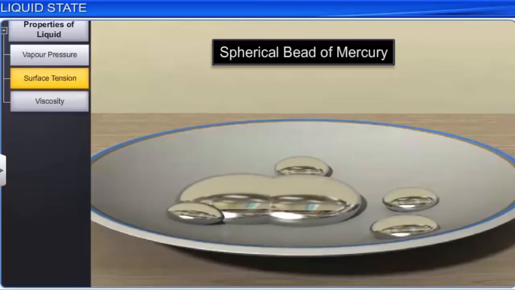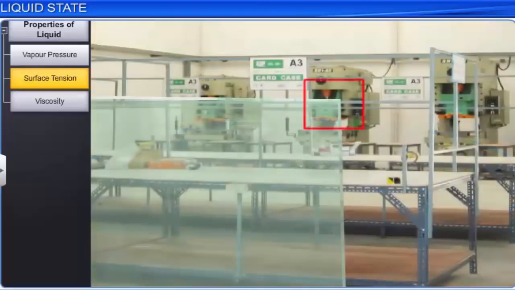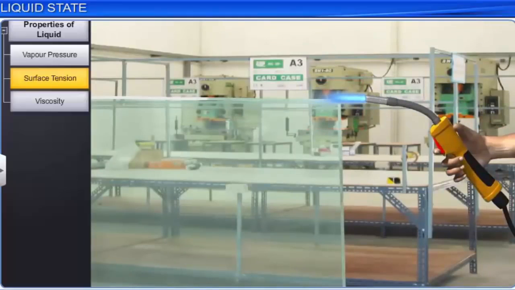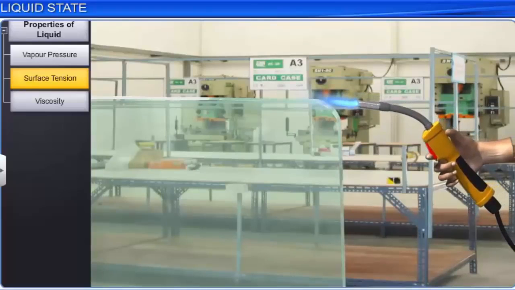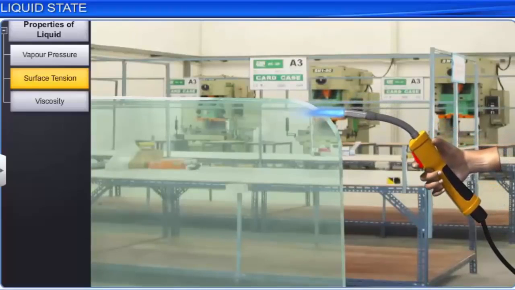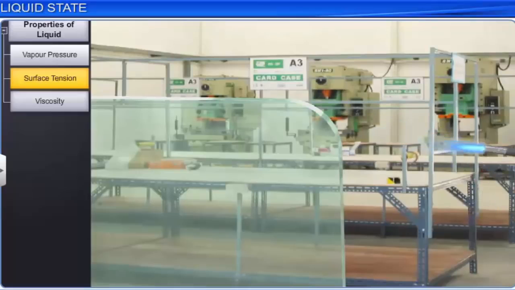For the same reason, sharp glass edges are heated to smooth them. On heating, the glass melts and the surface of the liquid tends to assume a rounded shape at the edges. This makes the edges smooth. This is called the fire polishing of glass.